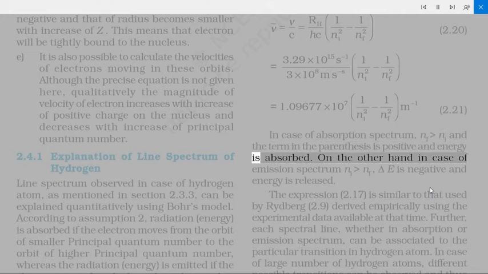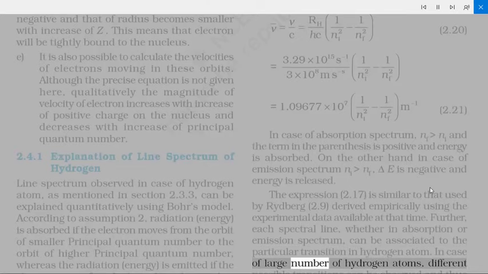In case of absorption spectrum, n_f is greater than n_i and the term in the parenthesis is positive and energy is absorbed. On the other hand, in case of emission spectrum, n_i is greater than n_f, ΔE is negative and energy is released. The expression 2.17 is similar to that used by Rydberg (2.9), derived empirically using the experimental data available at that time. Further, each spectral line, whether in absorption or emission spectrum, can be associated to the particular transition in the hydrogen atom.